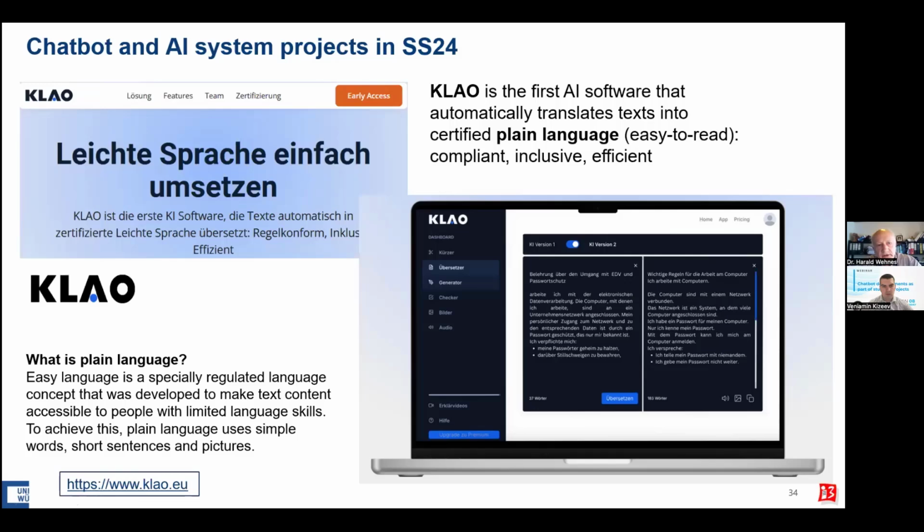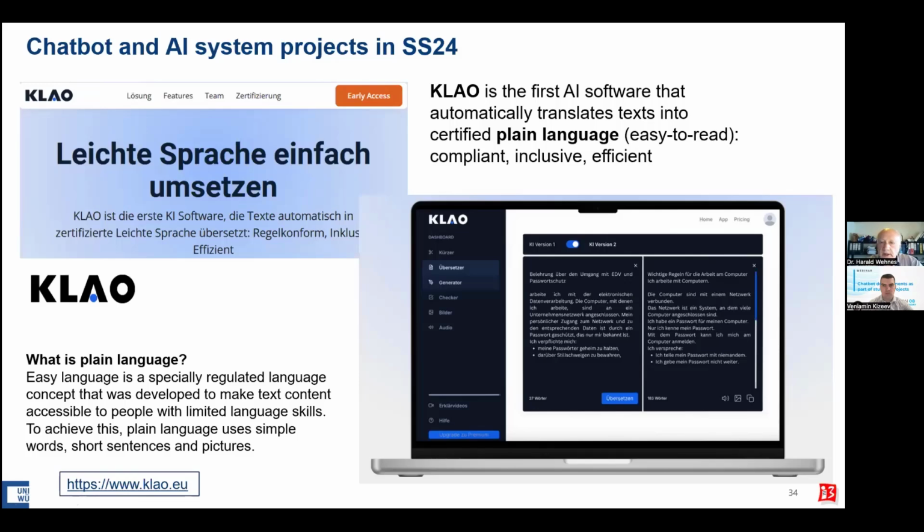Easy language is a special regulated language concept that was developed to make text content accessible to people with limited language skills. Yeah? And to achieve this, plain language uses simple words, short sentences, and pictures. There's also a module in work for plain pictures. It's not finished, it's just in work.